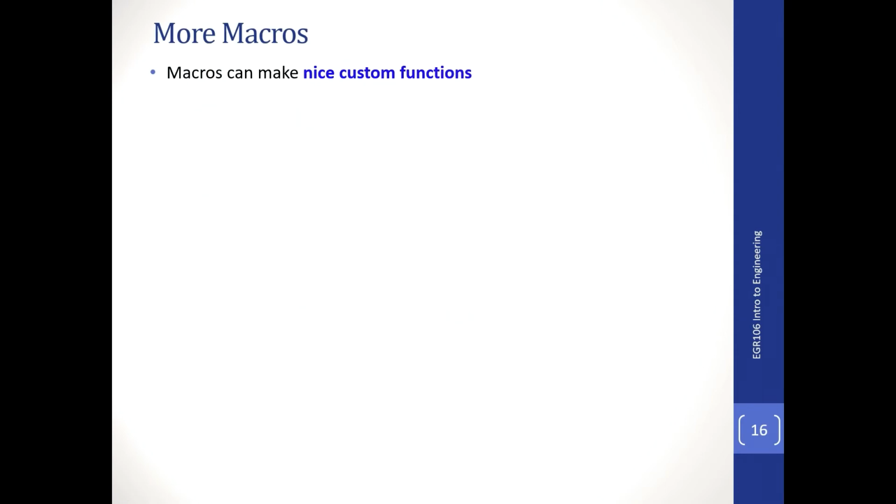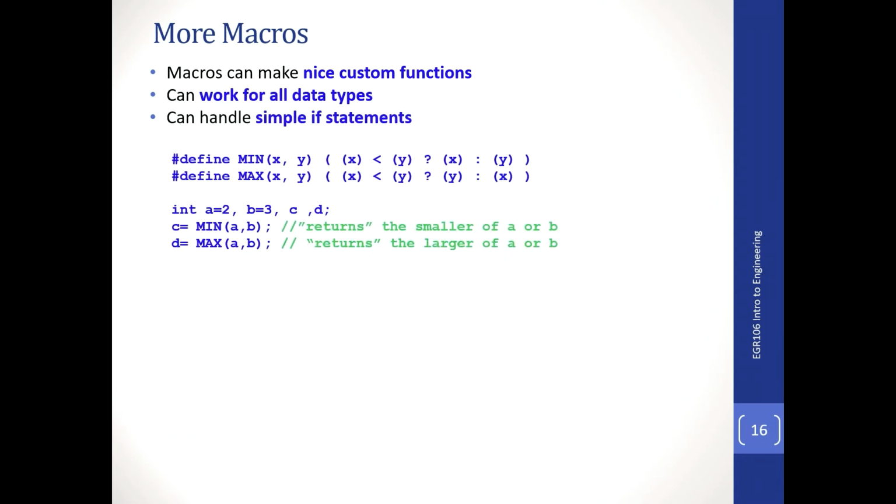Macros can make really nice custom functions when your custom functions are fairly simple. They work for all data types, like we said, and you can even do simple if statements in them. So let's take a look at this. If I have min and max, and both have two inputs, X and Y, I can use this very special format here, which I'll talk you through, to get a super simple if statement. What this is saying is if X is less than Y, then X, else Y. So if X is less than Y, return X. If it's not, return Y.